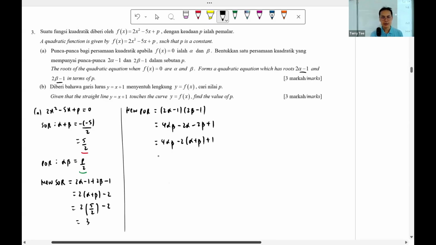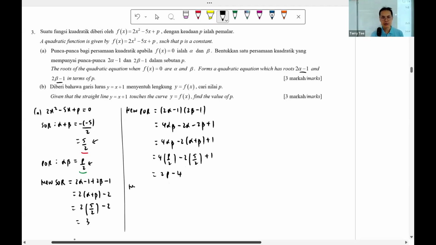Okay, your alpha beta is 5 over 2. Sorry, this one, p over 2. Sub inside p over 2. Your alpha plus beta is 5 over 2. Can we simplify this? This is 2p minus 5 plus 1, which is 2p minus 4. So I got my new product of roots.